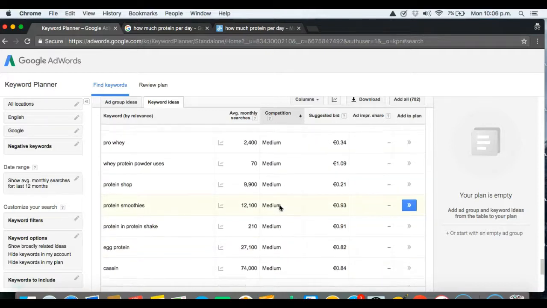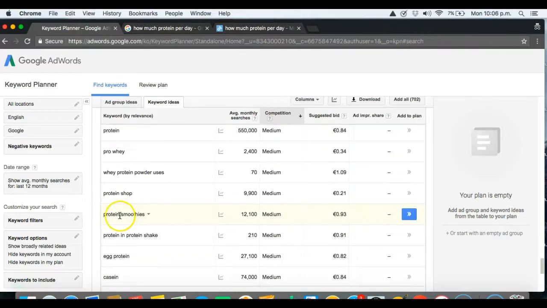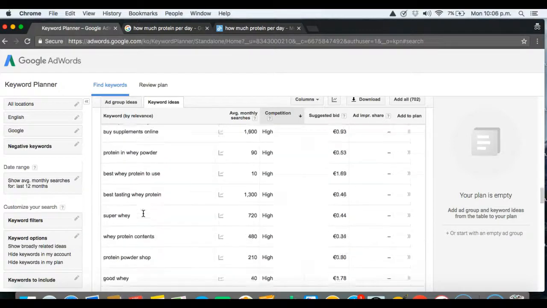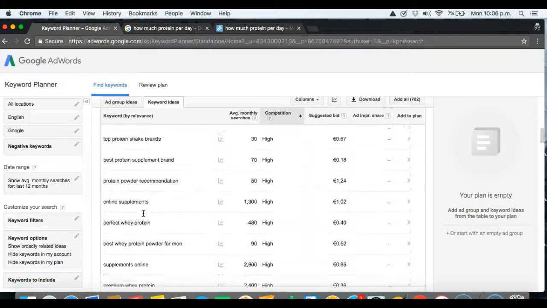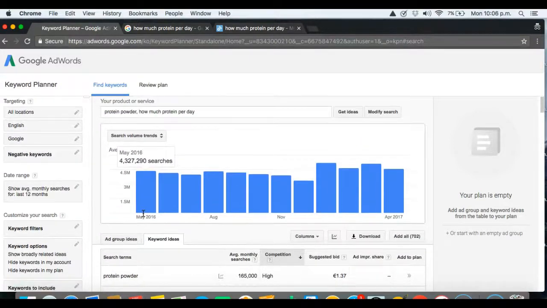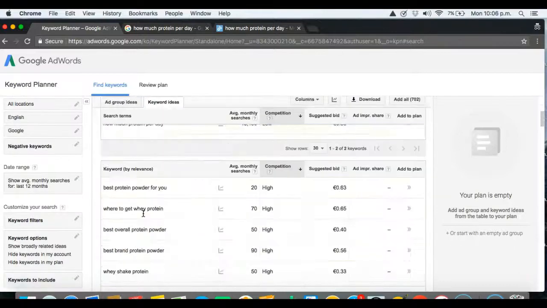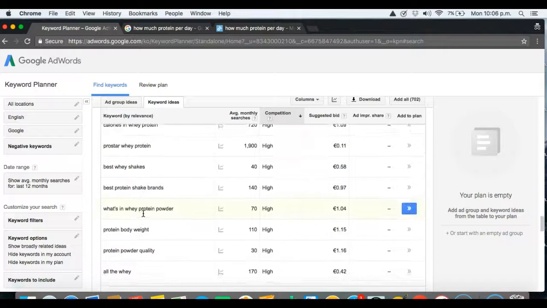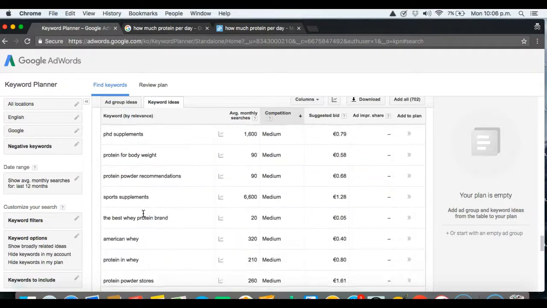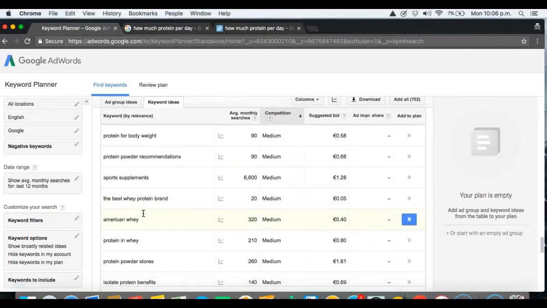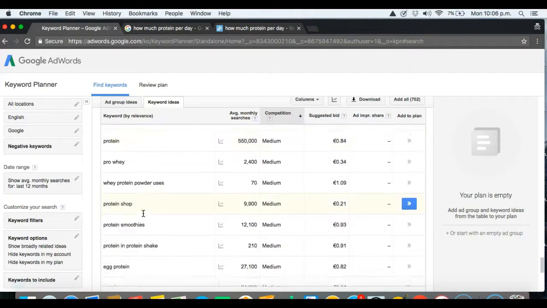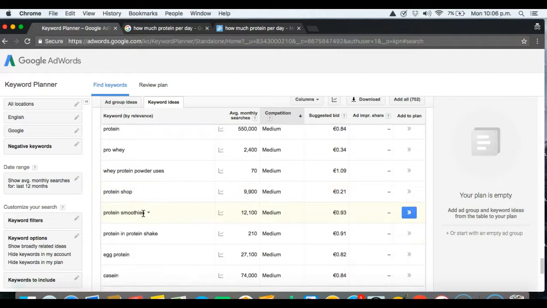competition keywords. Now this is an interesting one, protein smoothies. So we've got a couple of different keywords here that are medium competition, but which still have good search volume. So how much protein per day was the first one. And now as we scroll through the list, we have another one, protein powder, how much protein per day, whey protein powder uses, protein smoothies.